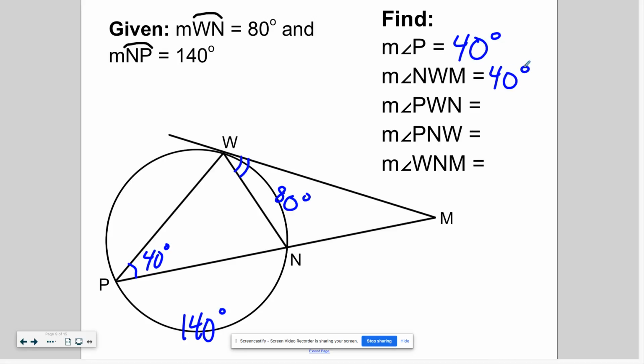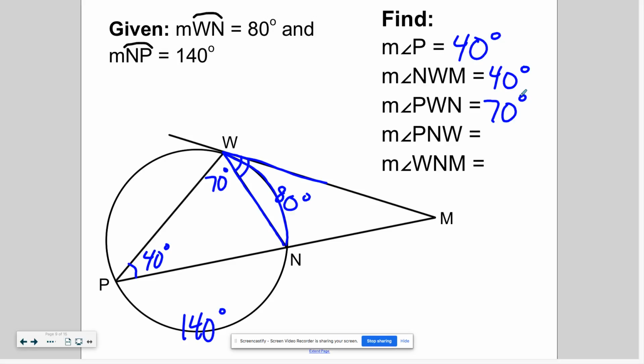Why? Because it's subtending this arc. This is one of those exterior tangents, right? Subtending the arc. So it's still the inscribed angle rule where it's half of the arc. PWN, that's over here. This is subtending the 140, so it would be 70.